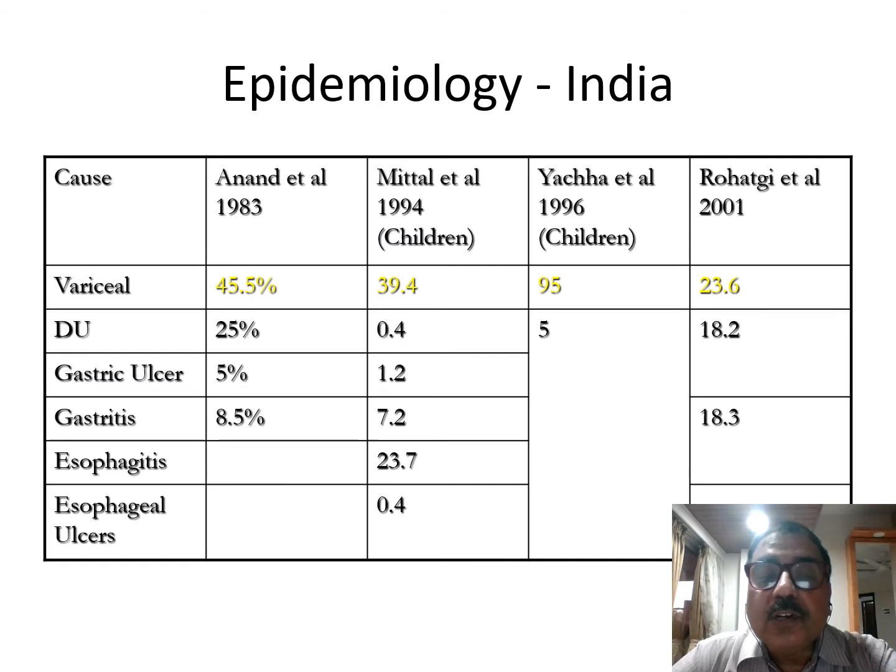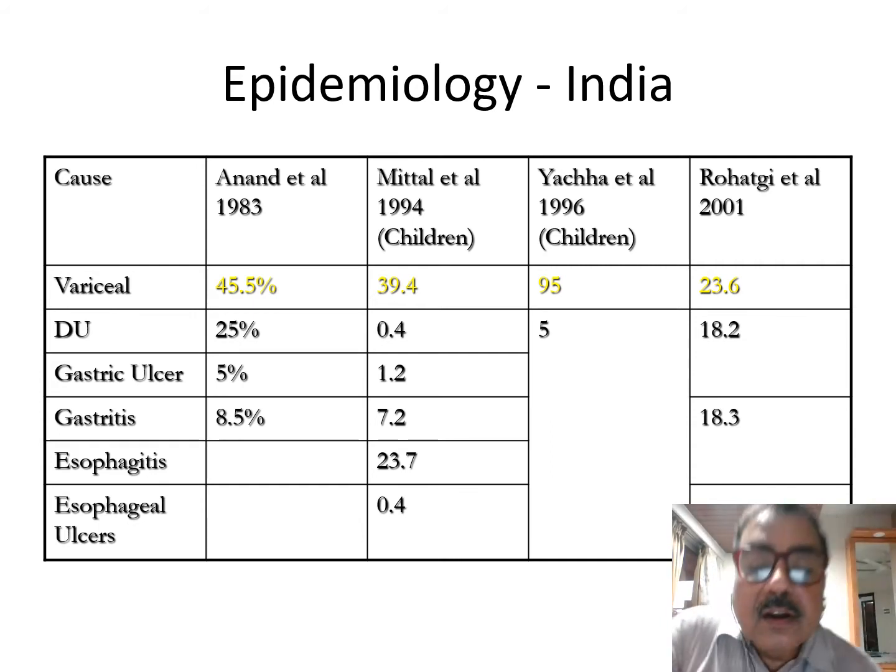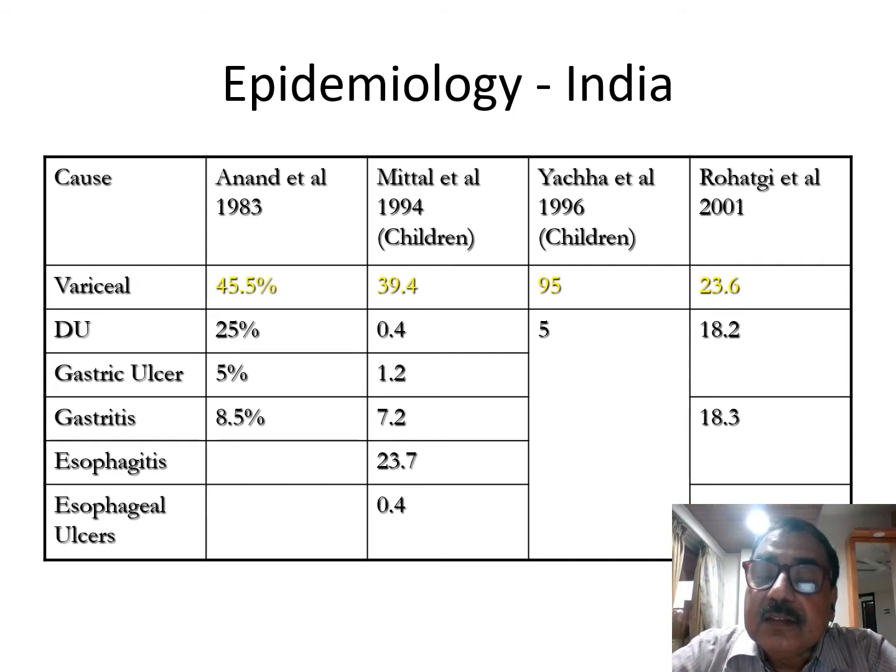In epidemiology, what you are noticing here is a very important slide. You have to understand that it has been asked in exams in most years. Initially variceal bleed had a greater chance of being the cause. Now you find that in the last two studies, variceal bleed has come down. It is far less common, and gastric ulcer bleeds and duodenal ulcer bleeds are the common causes of bleeding in adults.